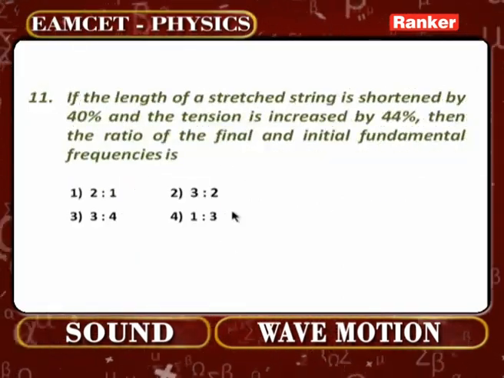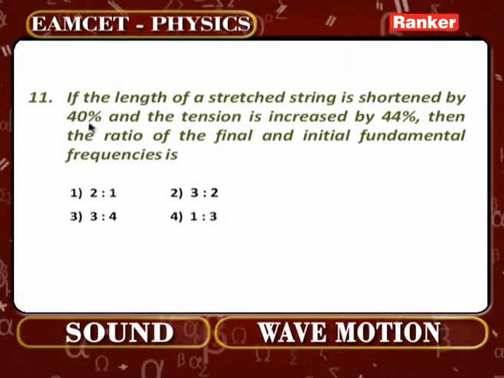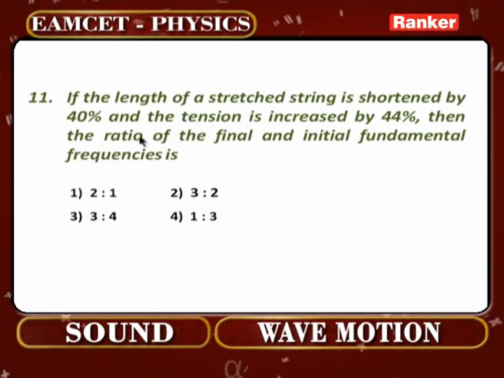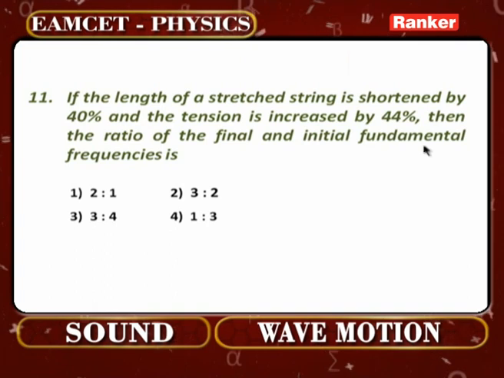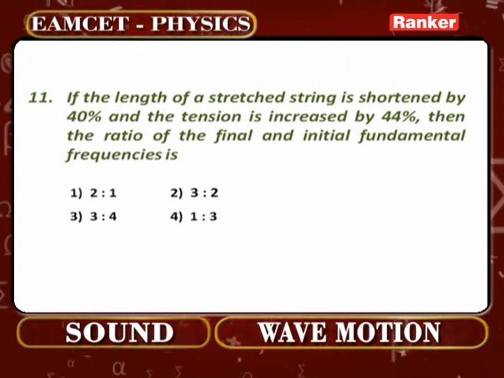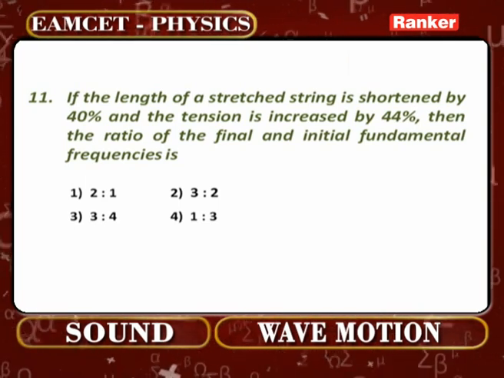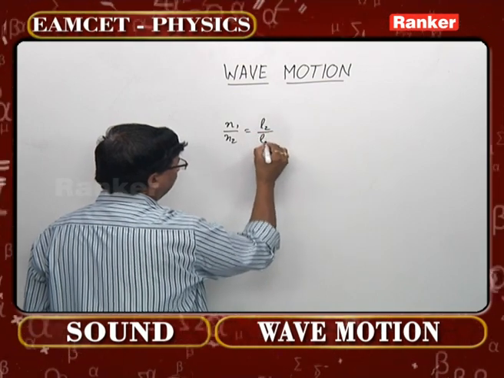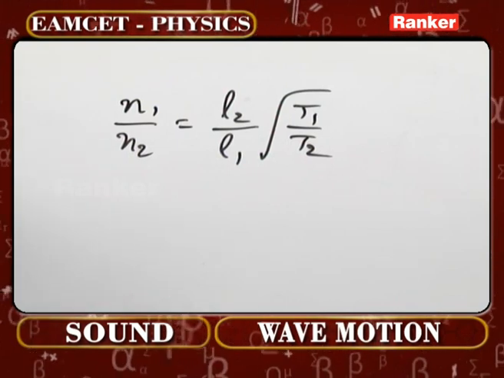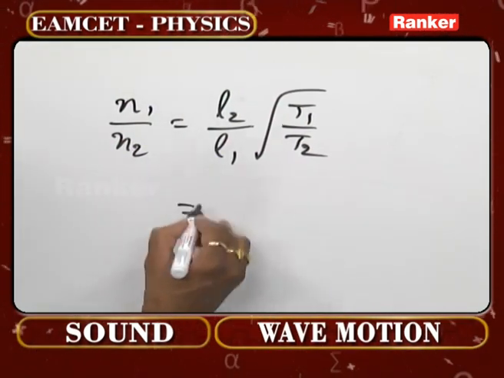Problem number 11. If the length of a stretched string is shortened by 40% and the tension is increased by 44%, then the ratio of the final and initial fundamental frequencies will be how much? Now, we can all understand it is a frequency ratio he is asking. So N1 by N2 is equal to L2 by L1 under root T1 by T2. That is the formula. Tensions are varying and lengths are varying. Now how to write this one?